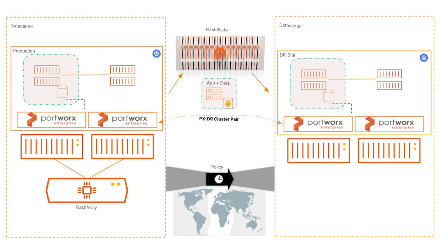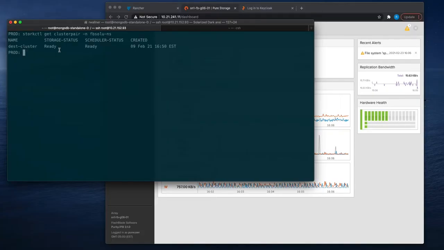In this demo, we'll be showing disaster recovery between two Kubernetes clusters, one production cluster using FlashArray and another Rancher cluster using local storage. In between, Pure FlashBlade will be used with PXDR. The clusters have already been paired together.